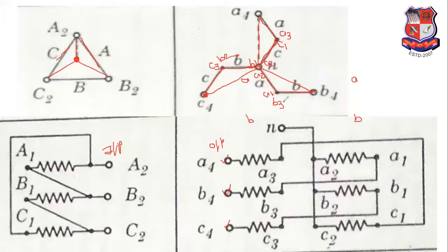Okay. B3 is connected with A1. C3 is connected with B2. Okay, so this is your zigzag connection. This is the BZ0 connection.